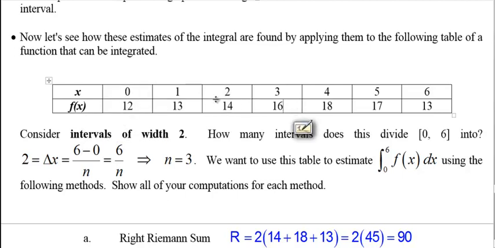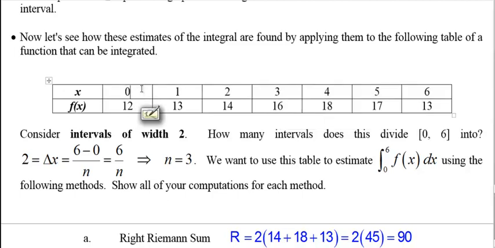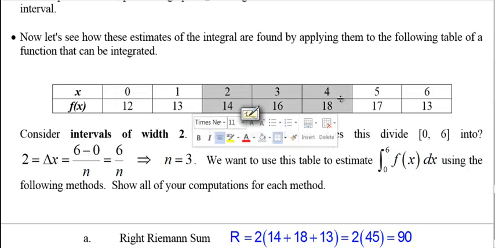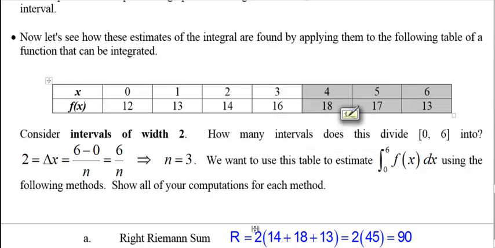When I say right, I mean I want my table lined up so that these x values or input values go left to right on the number line, smaller to larger. Looking at the one interval, we put a y value. Which y? The one all the way to the right, 14. Then the next interval, the one all the way to the right, 18. Then from 4 to 6, the one all the way to the right, 13. Add those y values, multiply by the common width of 2, delta x, and we got 90.